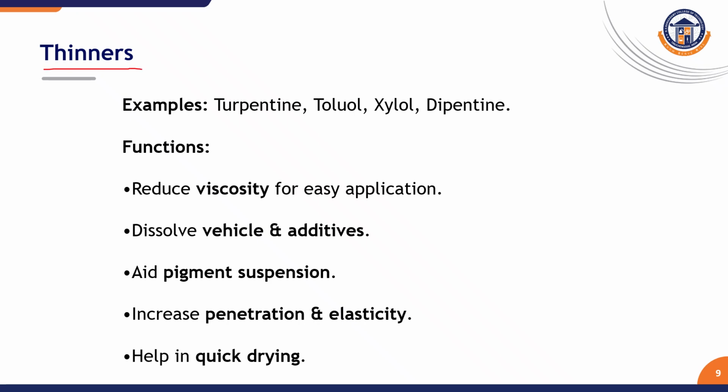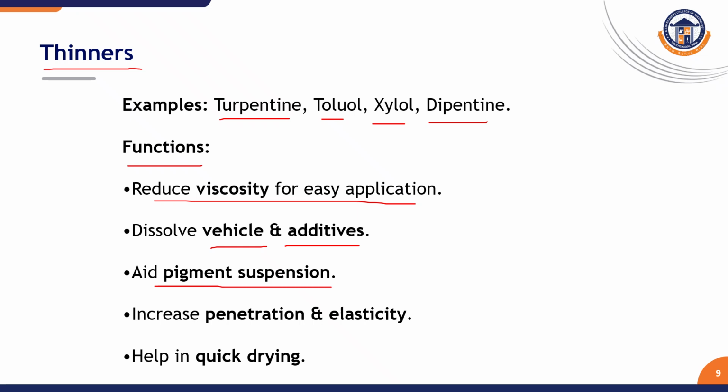Then we move on to thinners. What is a thinner? It is like an oil, but it gives the proper viscosity to the paint. Turpentine, toluol, xylol, dipentene are examples of thinners. The function of this is that it reduces viscosity for easy application. It dissolves the vehicle and additives and aids pigment suspension, so it is used to attach the pigment to the surface. It increases penetration and elasticity and helps in quick drying. As soon as we paint, it takes more time to dry, so for quick drying we use thinners.